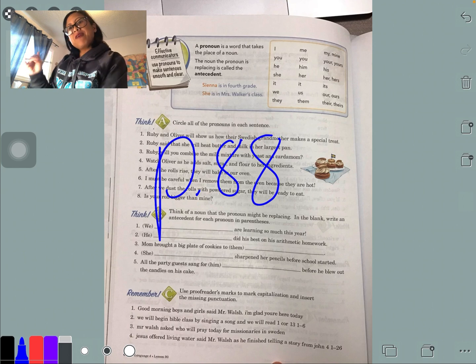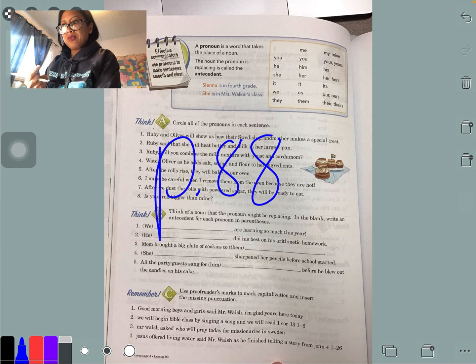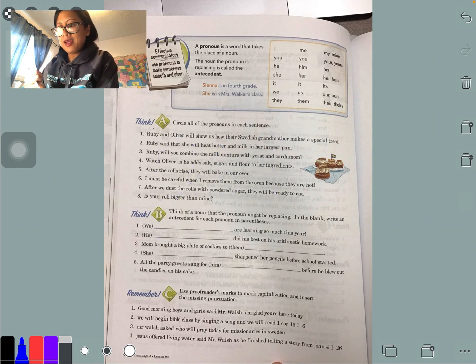So last week we looked at facts and opinions, the dictionary, synonyms, which are words that have similar meaning, antonyms, which are words that have opposite meanings, homonyms, which are words that have the same sound, but they're spelled differently and they have totally different meanings. So now we're going to look at pronouns, okay?